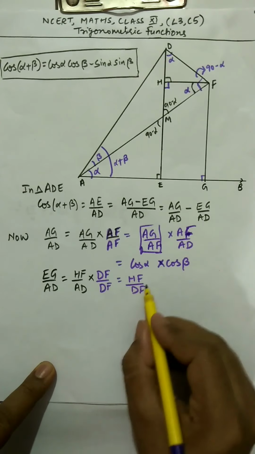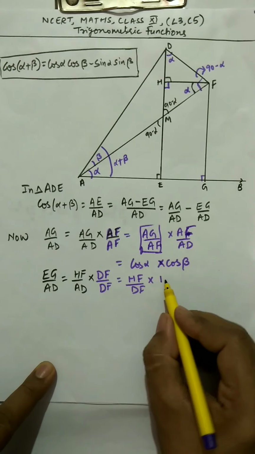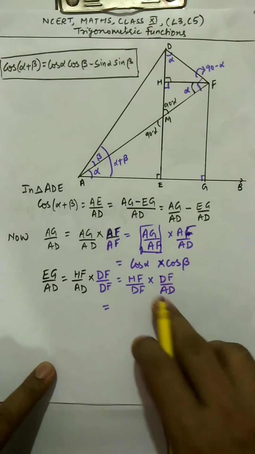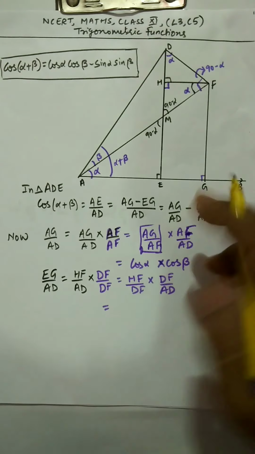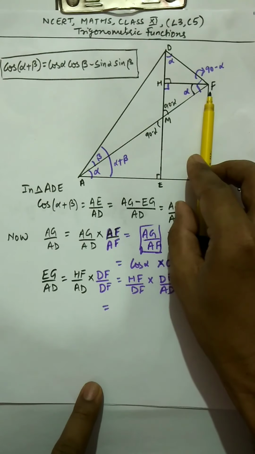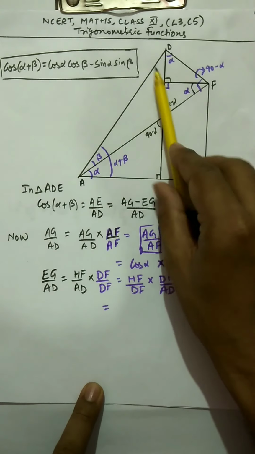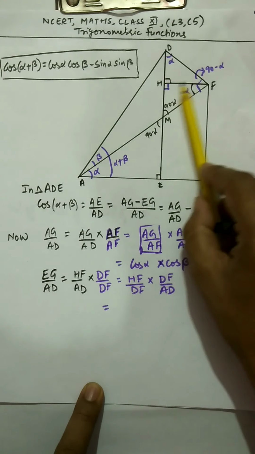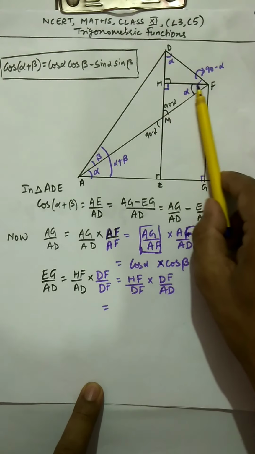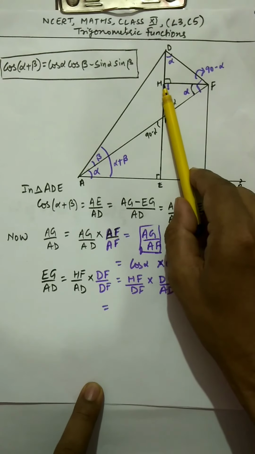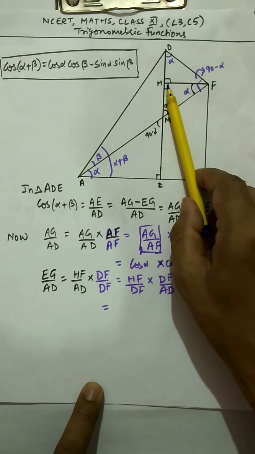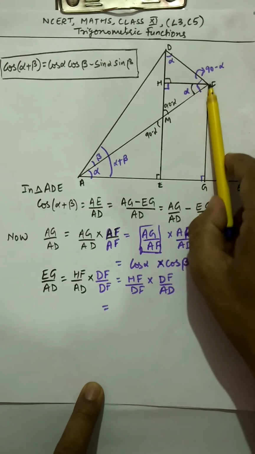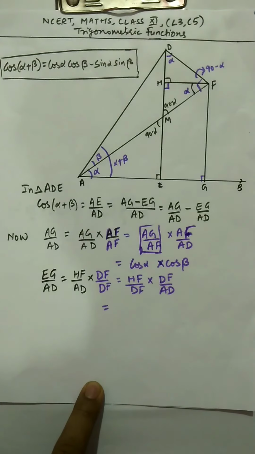We take these two together into DF upon AD. So now you see HF, this is your HF, and DF, this is your DF. So come in this triangle DHF. So this you see, this is 90 degree. So HF is going to be your base, and DF is going to be your hypotenuse.